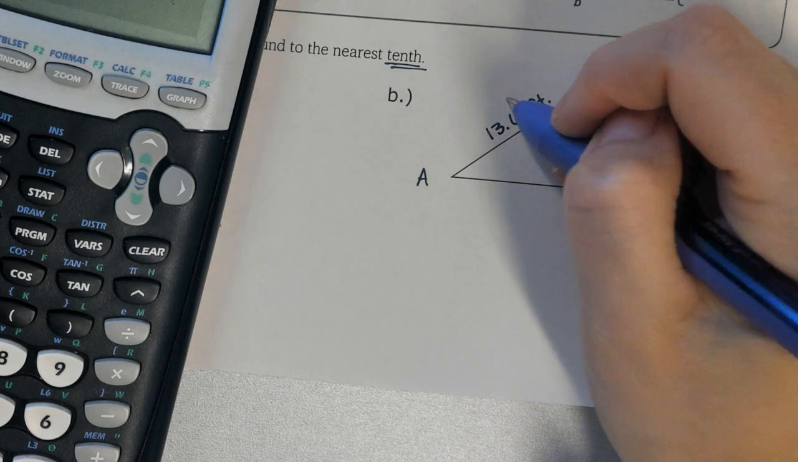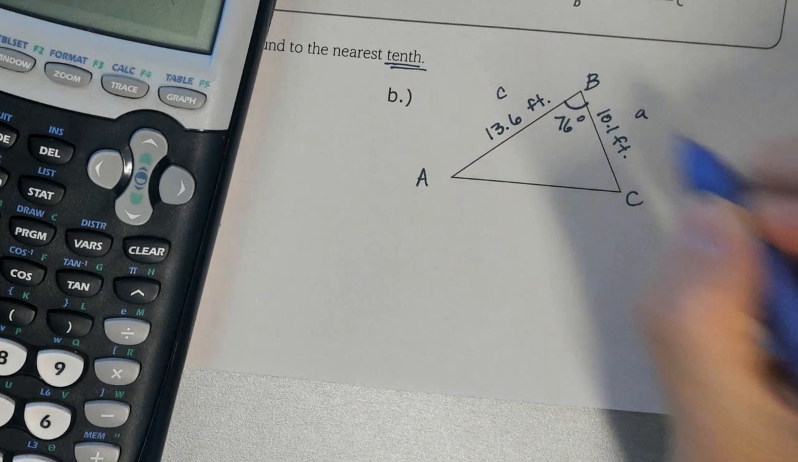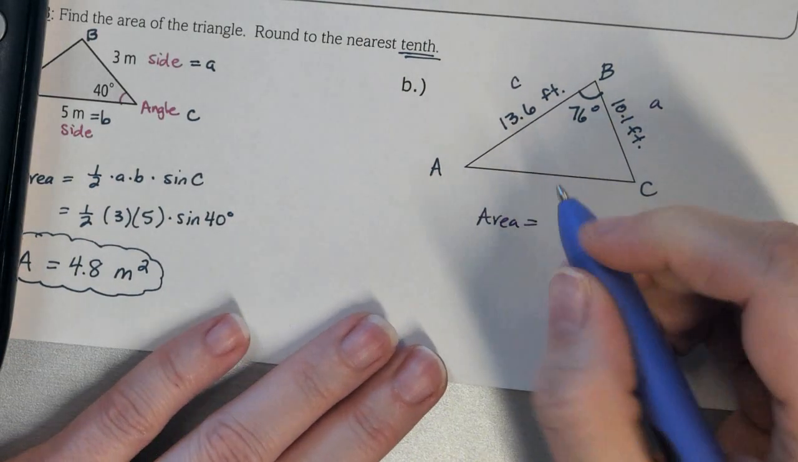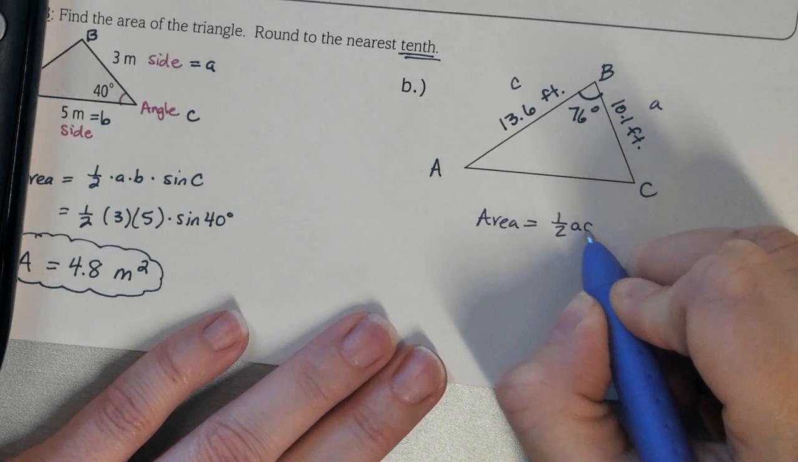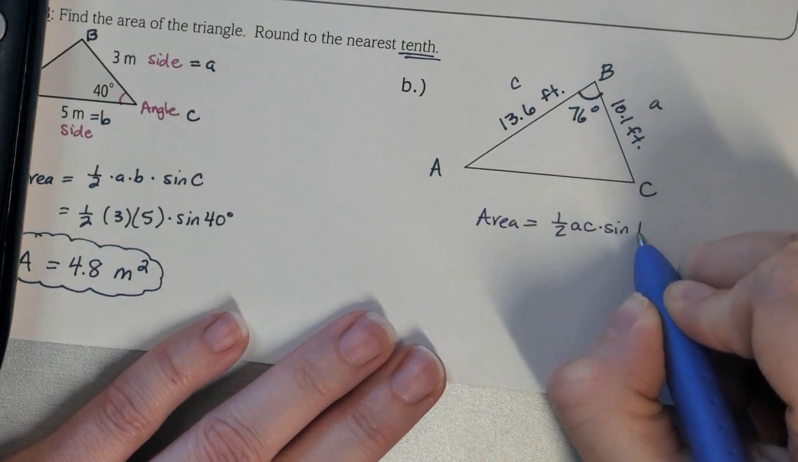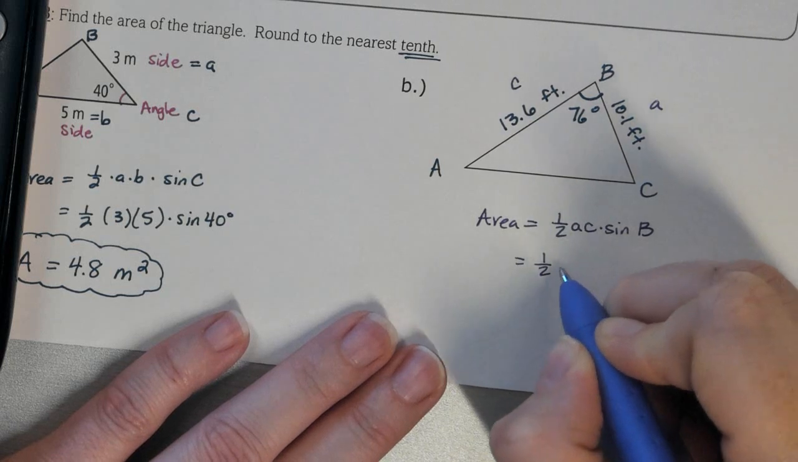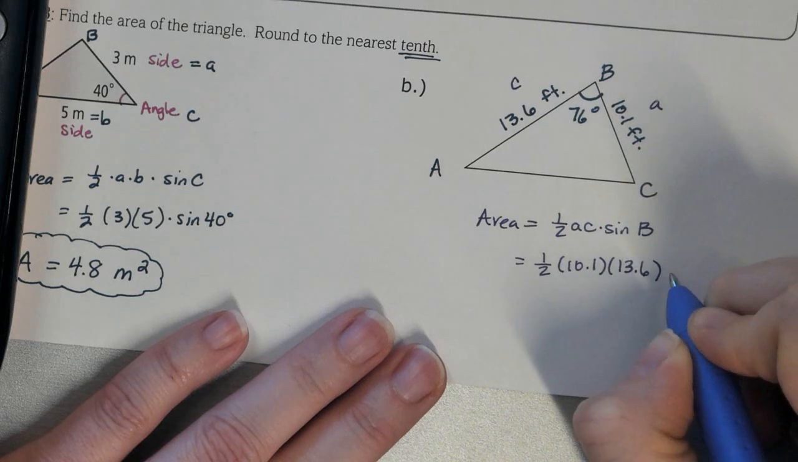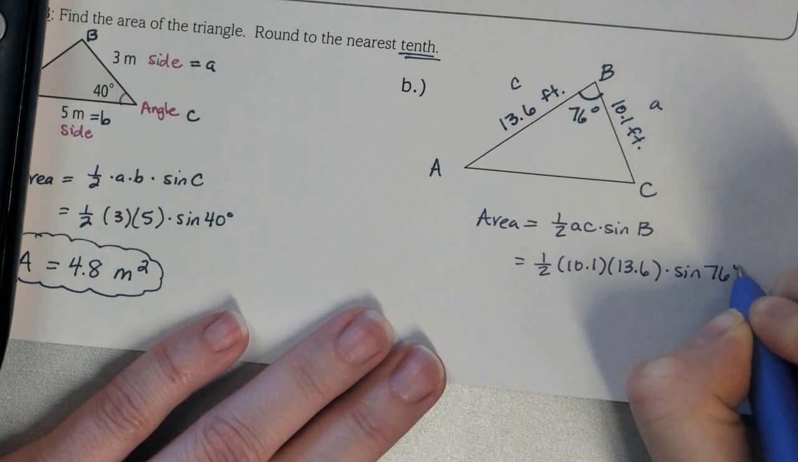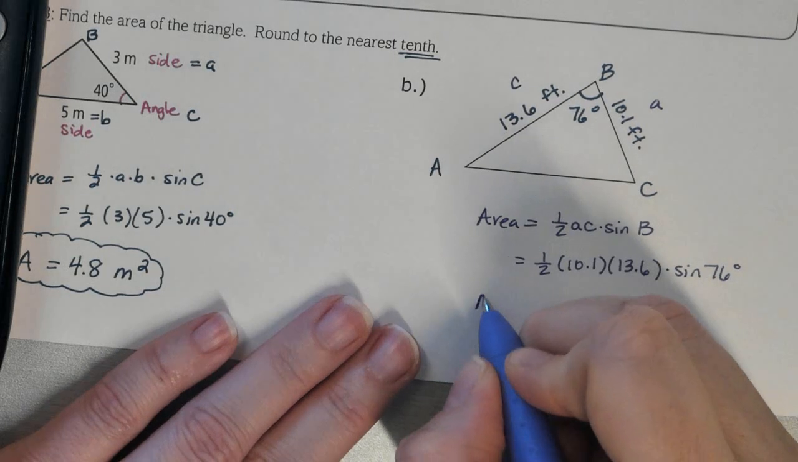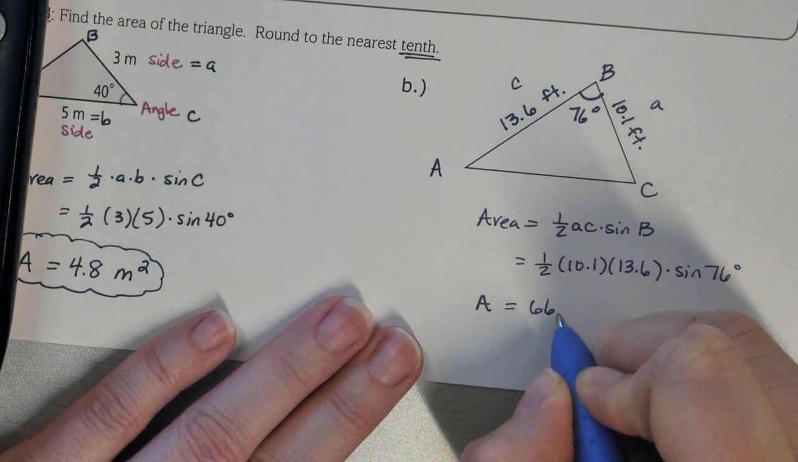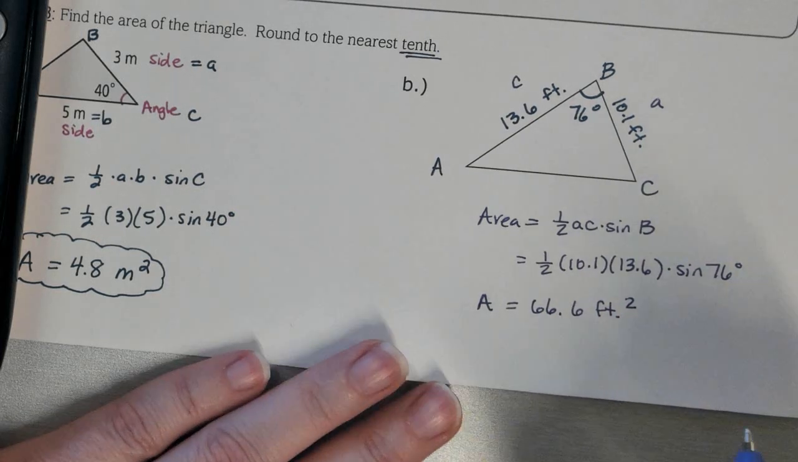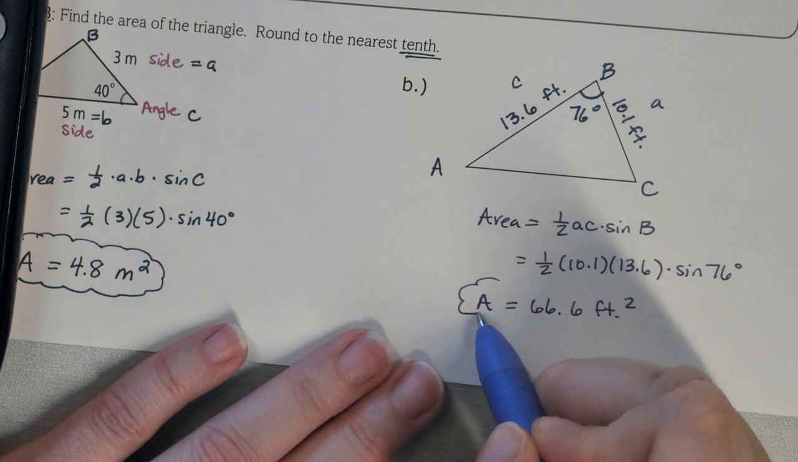Okay, so you're given the C and the A and angle B. So your area is 1/2 A times C times the sine of B. So 1/2, 10.1 times 13.6 times the sine of 76 degrees. So what was your area? So 66.6, and then don't forget your units, your feet squared, okay?